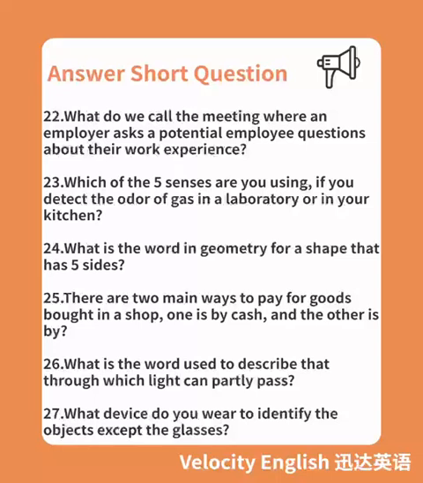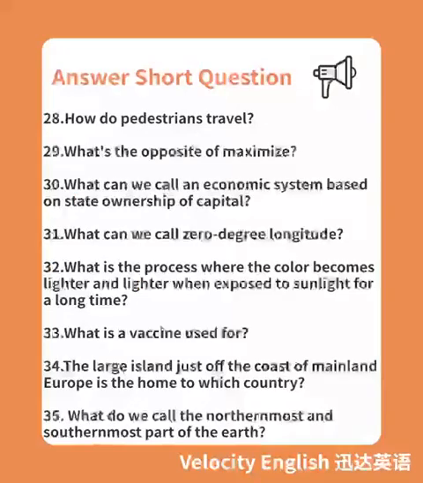What is the word used to describe that through which light can partly pass? What device do you wear to identify the objects except the glasses? How do pedestrians travel? What's the opposite of maximize? What can we call an economic system based on state ownership of capital?